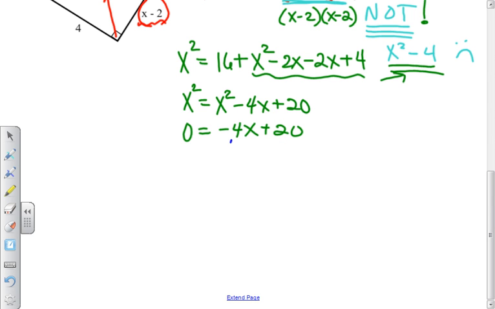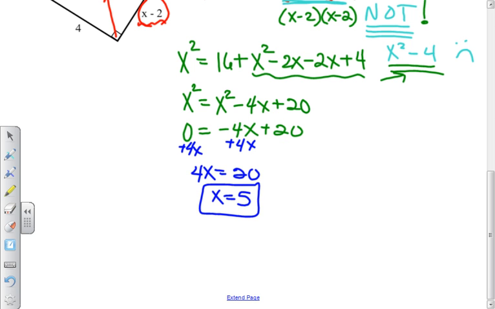I'm going to go ahead and add 4x to both sides. Divide by 4, and x ends up being 5. So don't get scared if you have an x squared, because had that stayed in the problem, then I just would have gone ahead and factored the way that we had practiced and reviewed in our previous unit.